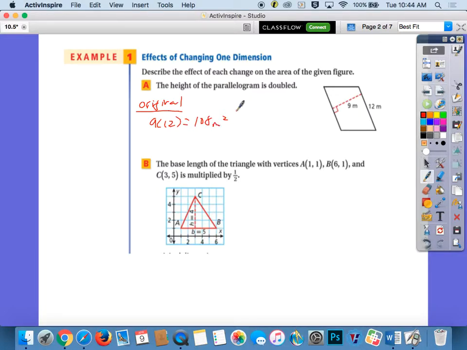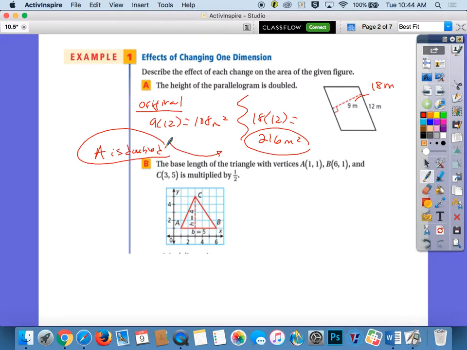Now if I end up doubling the height, I end up changing that to 18 meters. Well, let's see what happens when I have a doubled height. Now it's 18 times 12, which turns out to be 216 meters squared. So what happened when I doubled the height is that my area doubled. And that would be your answer, and this is going to be your evidence to support it. So if the height is doubled, the area doubled.